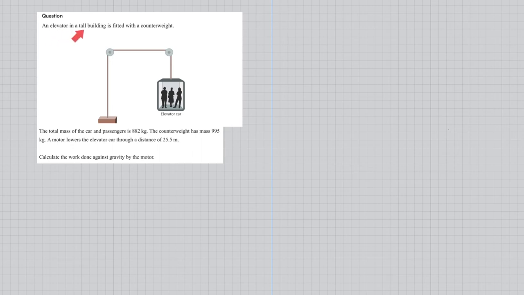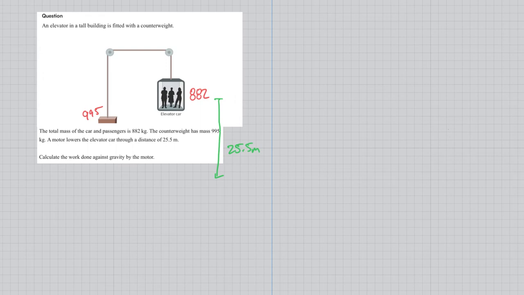So this question says an elevator in a tall building is fitted with a counterweight. So here's our counterweight. The total mass of the car and passengers is 882 kilograms. And the counterweight has a mass of 995. A motor lowers the elevator car through a distance of 22.5 meters. So this car is going to travel downwards a displacement of 25.5 meters. Calculate the work done against gravity by the motor.